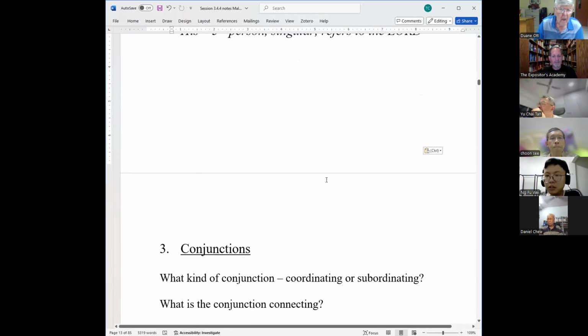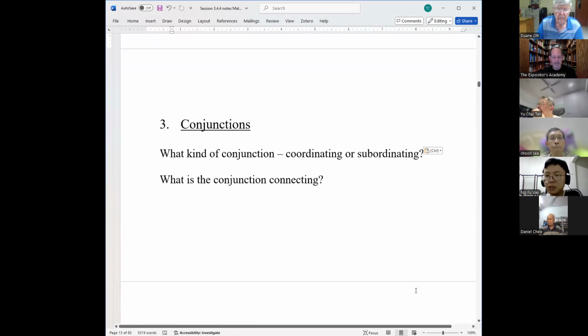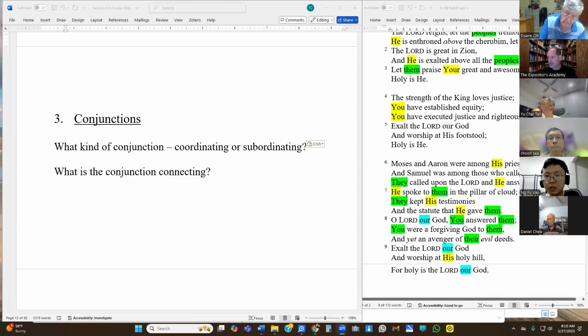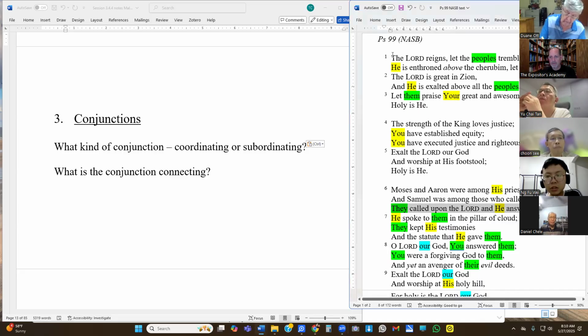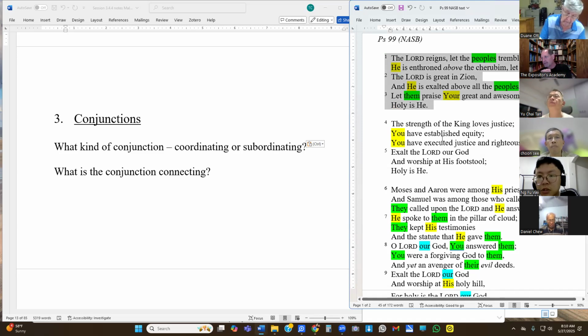Okay, then we want to look at the conjunctions in the passage. And this one, we have a few conjunctions. Chun-Si, let me ask you to take a look. We'll start with verses 1 to 3. Do you see any conjunctions there? Remember, we have the two kinds, subordinating and coordinating.